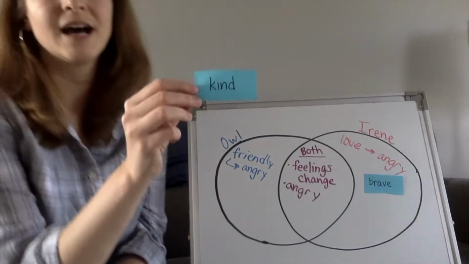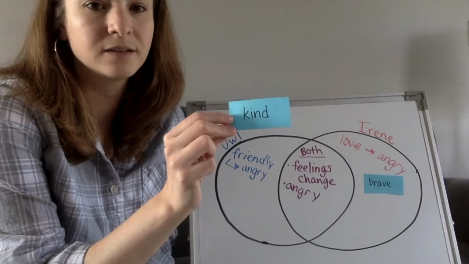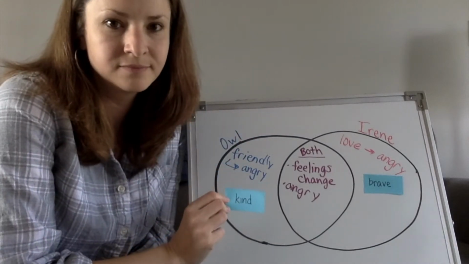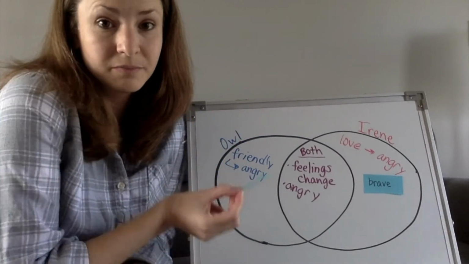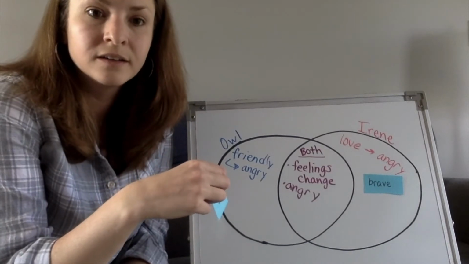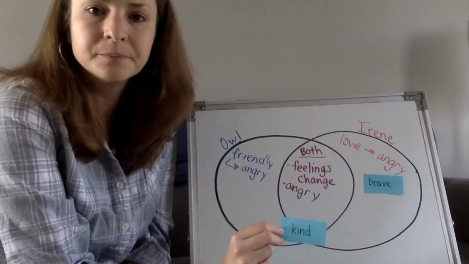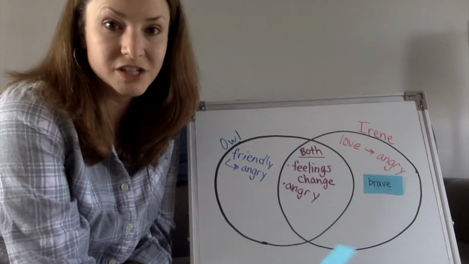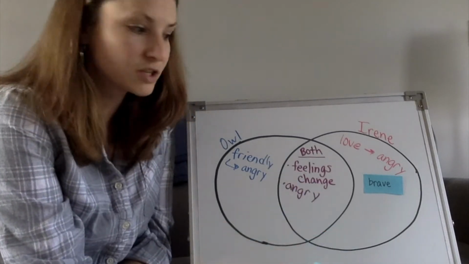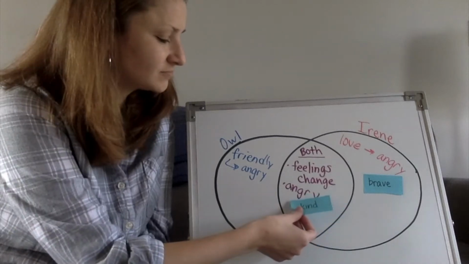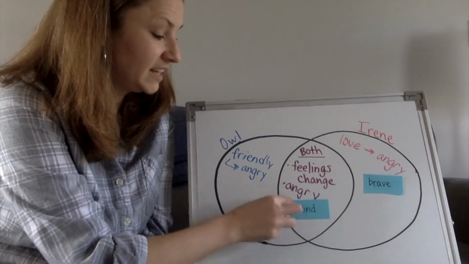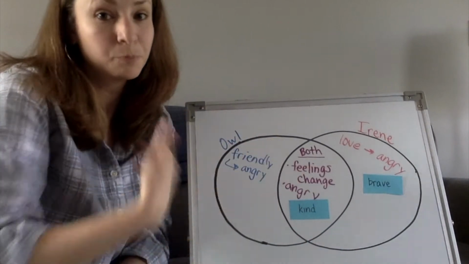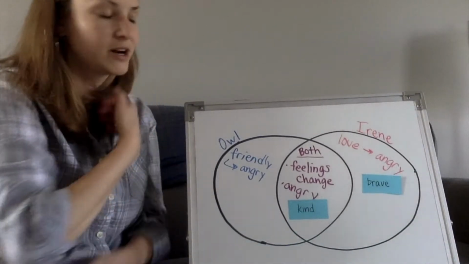The word is kind. Let's think. Was Owl kind in the story? I think so too, because he welcomed Winter in. Was Irene kind in the story? Yeah, she was helping her mom. She was helping the Duchess get the dress. So where should this go on our chart? Yeah, kind. Both characters show that they were kind in the story.